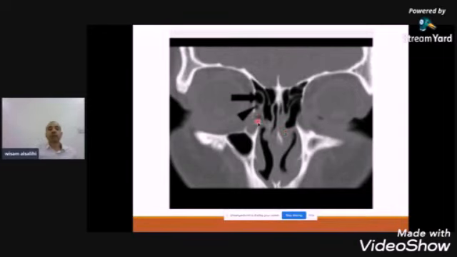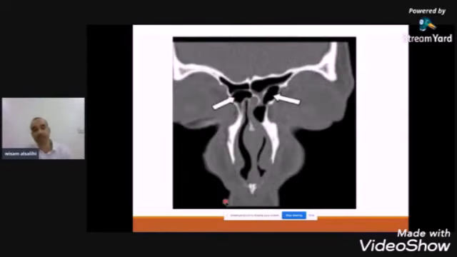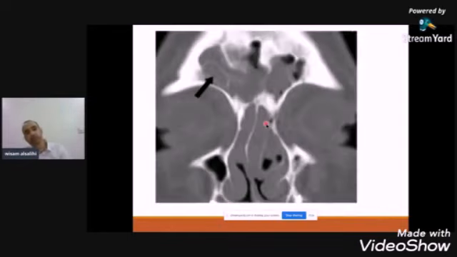This section shows the agger nasi cell and this T1 cell, only one cell above the agger nasi cell. This is the T2 cell: the agger nasi cell, and these two cells above it. This is the T3 cell, with the agger nasi cell and this cell pneumatized separately into the frontal sinus. This is the T4 cell, completely inside the frontal sinus.